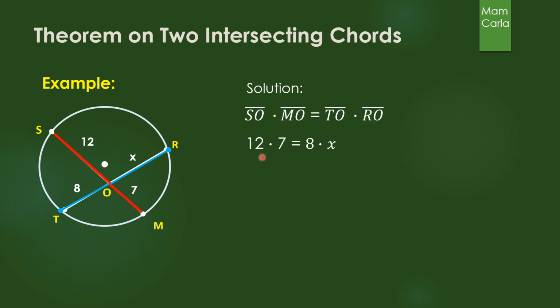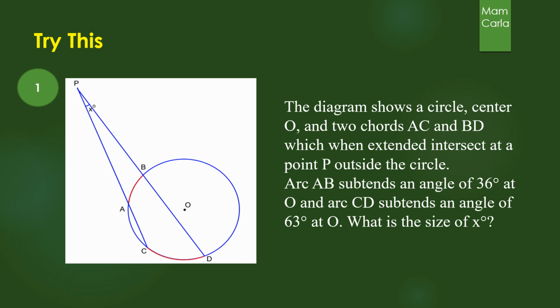So we simplify. We multiply 12 times 7, which is 84, equals 8 times x, which is 8x. Then we solve for x by dividing both sides by 8. So the value of x is 10.5. Try doing this on your own.